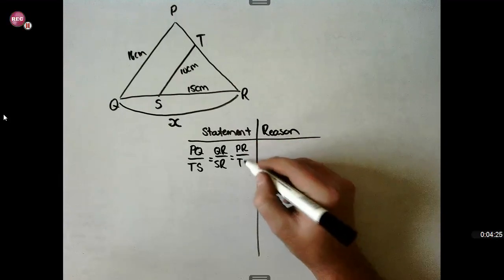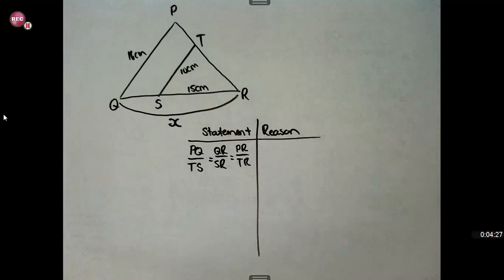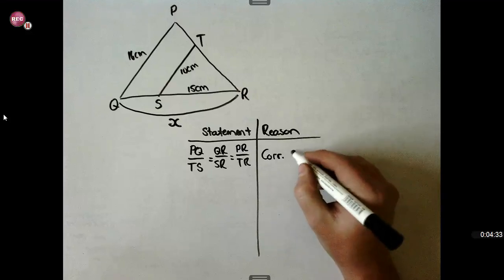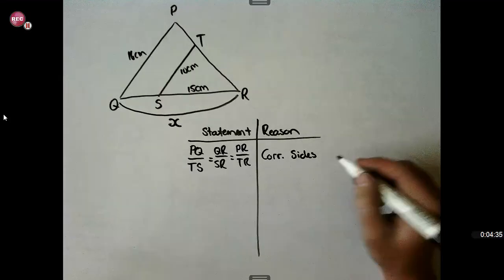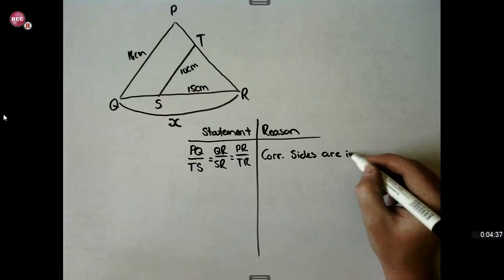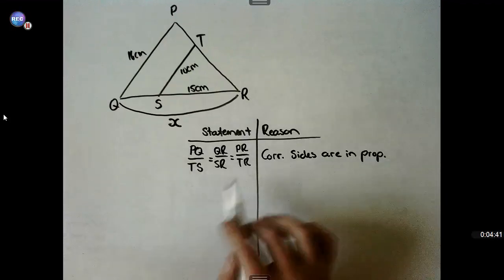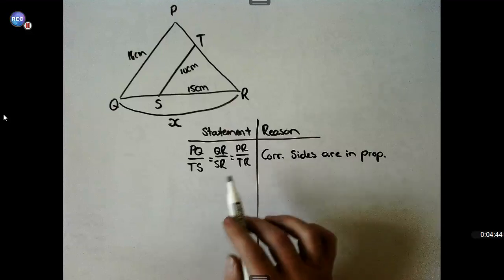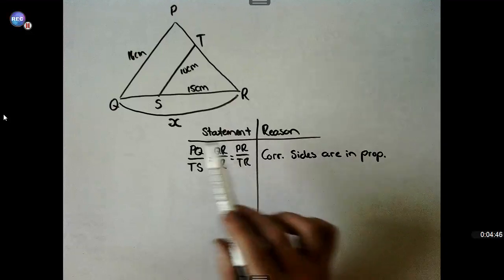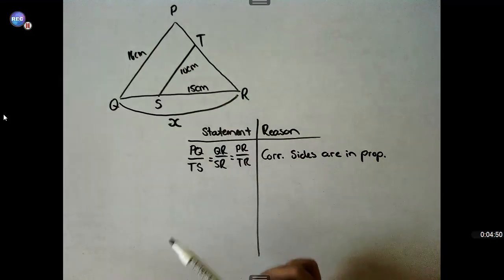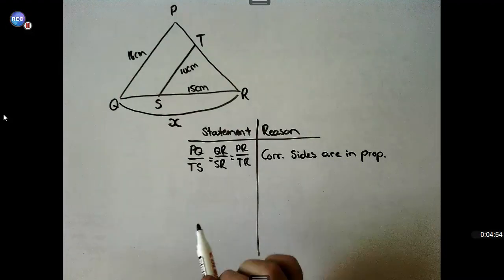over TR. And remember that you obviously need a reason for this, and your reason would be that the corresponding sides are in proportion. That's why you could write all the ratios down. And remember, the reason why you can write the ratios down is because they told you that the triangles are similar to one another.